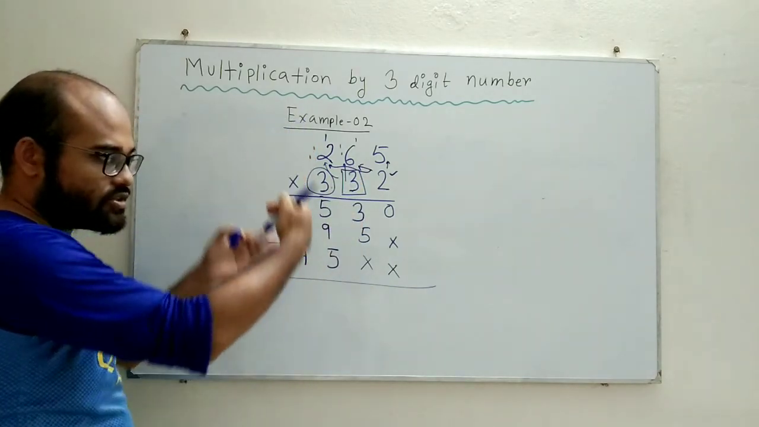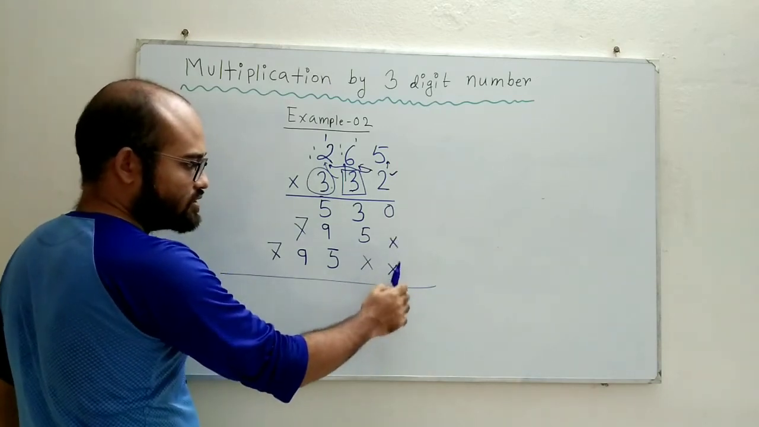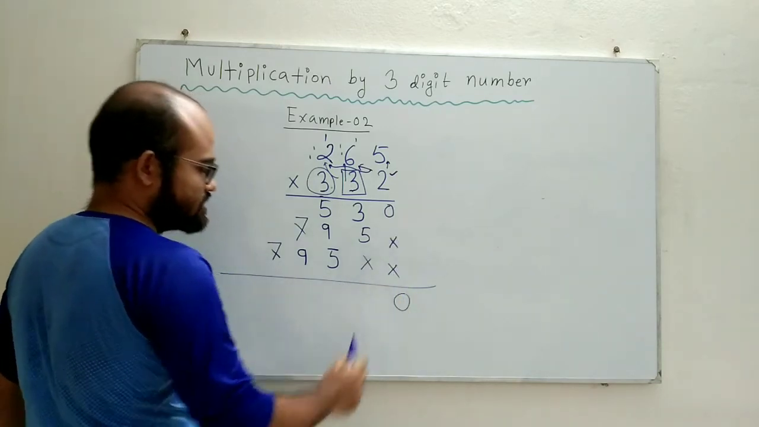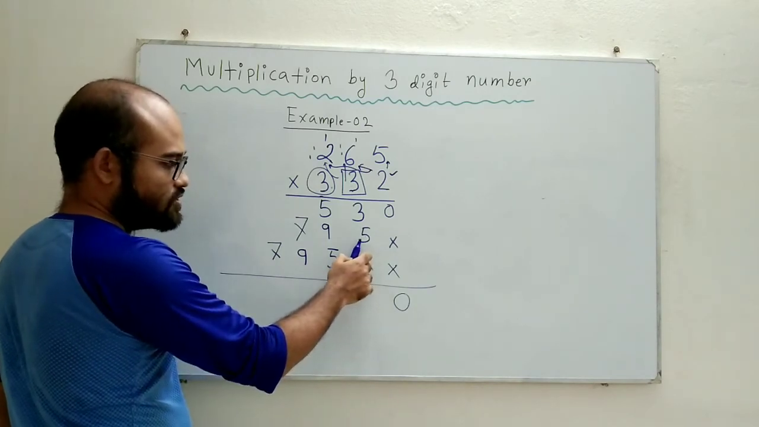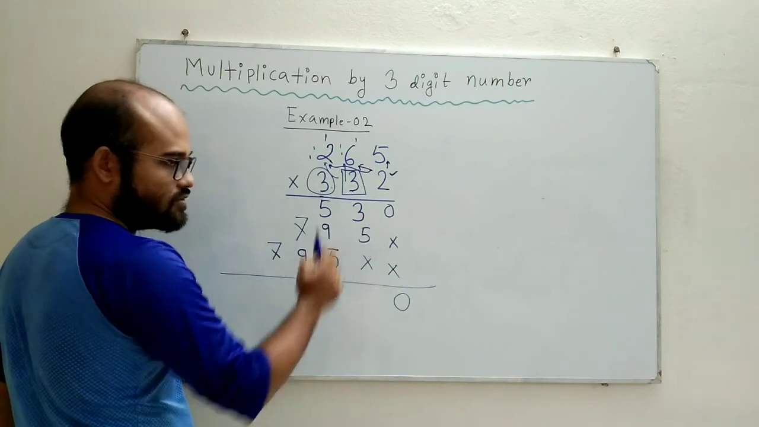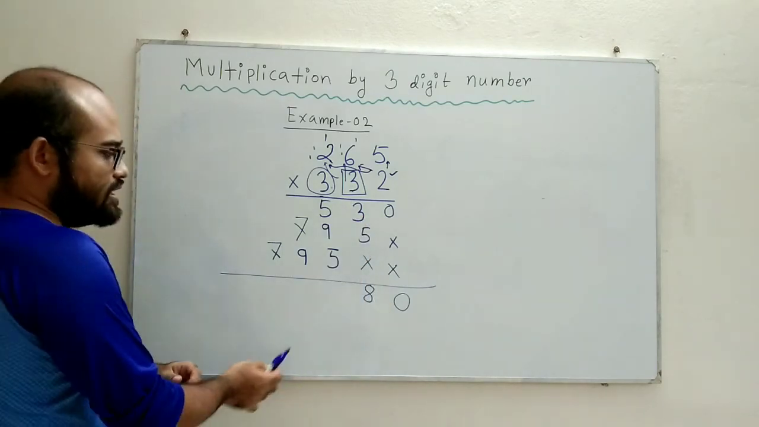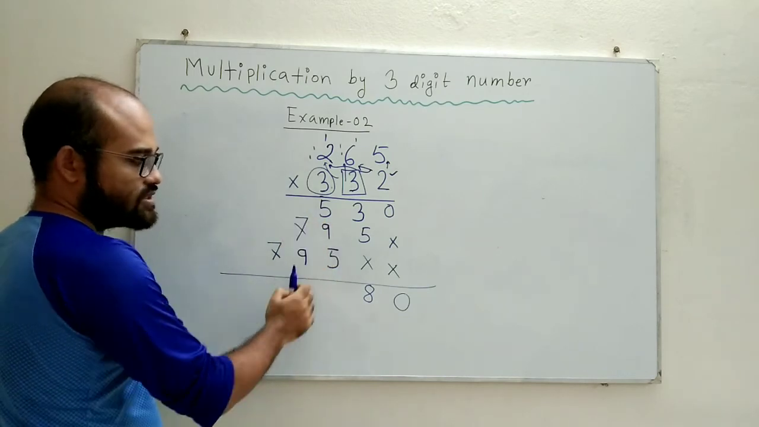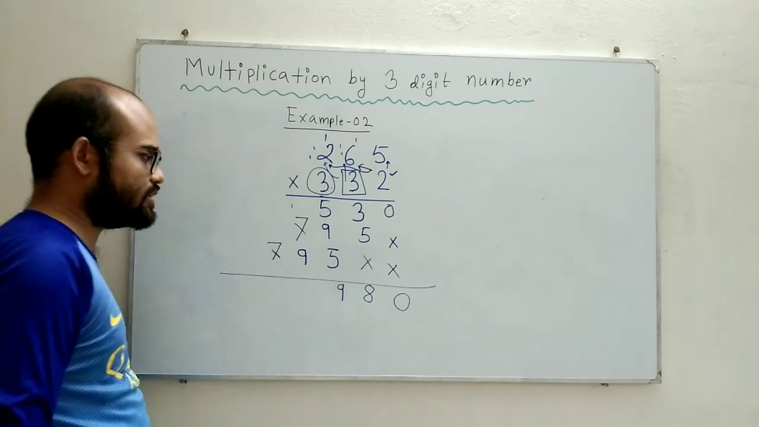Now it is our turn to add them up. There is 0, there is also 0, there is also 0. So it gives us a big 0. Here is a 0, then 0 plus 5 gives us 5, 5 plus 3 gives us 8. Finally, 5 plus 5 gives us 10, 10 plus 9 gives us how much? 19, we will carry 1 over here.